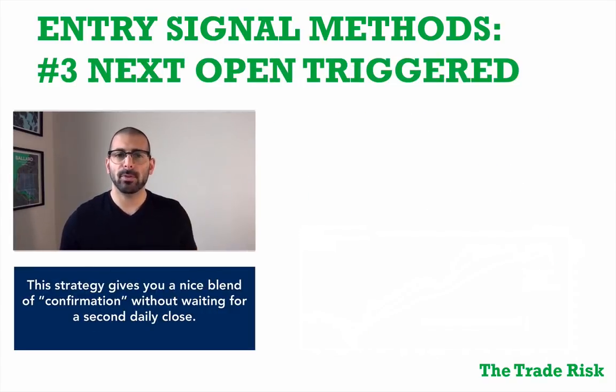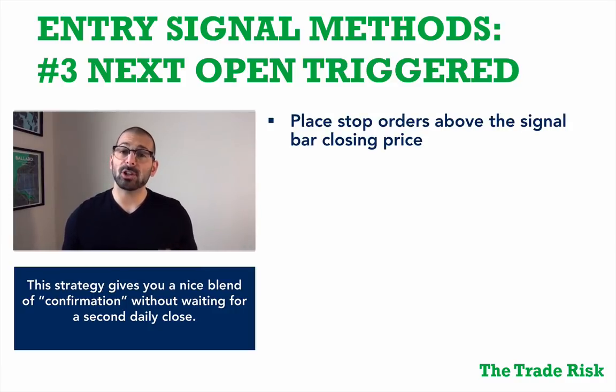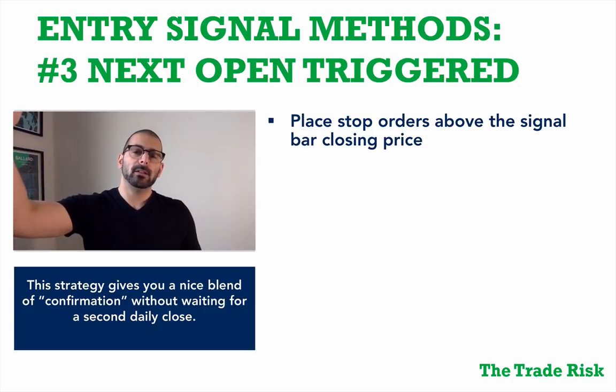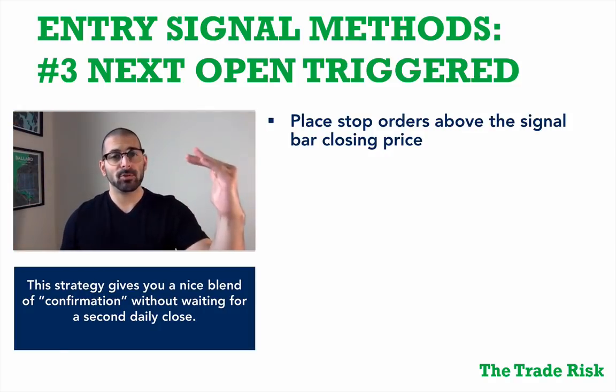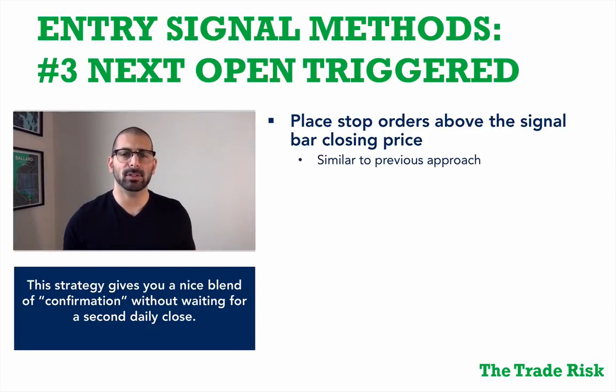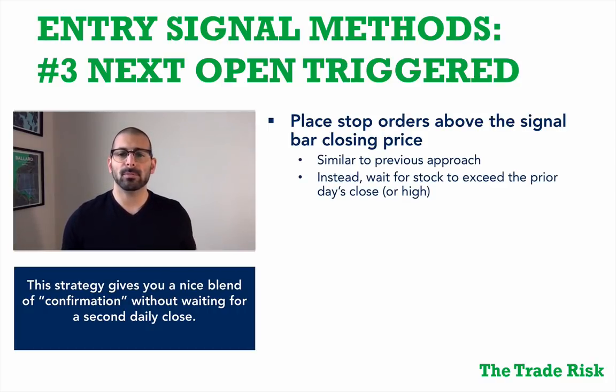Let's talk about number 3 for an entry signal execution method. This is what I would consider the next day open triggered method. Okay, this is placing stop orders above the signal bar's closing price. So it's very similar to the last number 2 execution method, but instead of just buying blindly at the open, we're going to buy something when it rallies above the signal bar's closing price or the highs of the day. So let's take a look here. It's very similar to the previous approach.